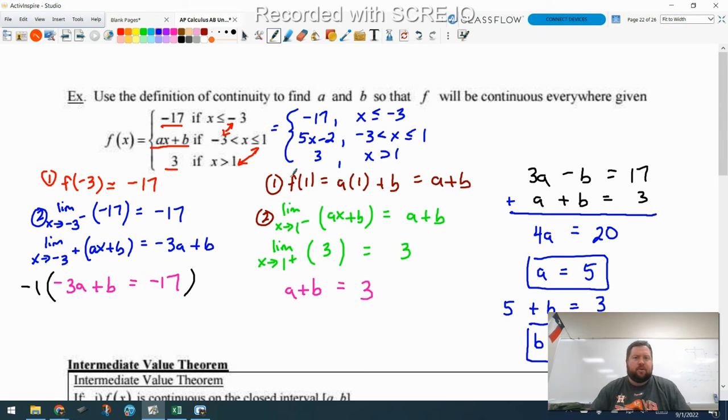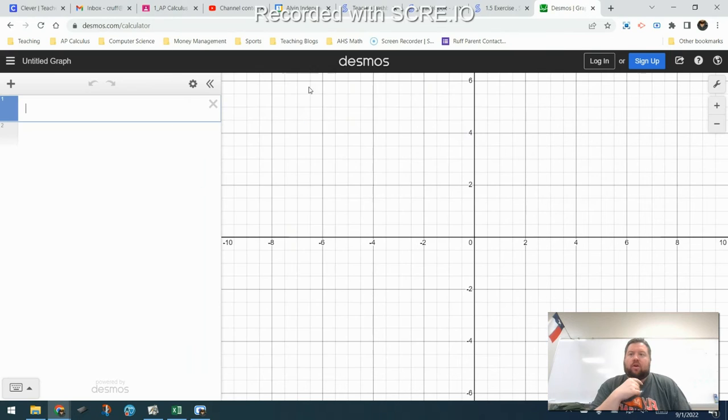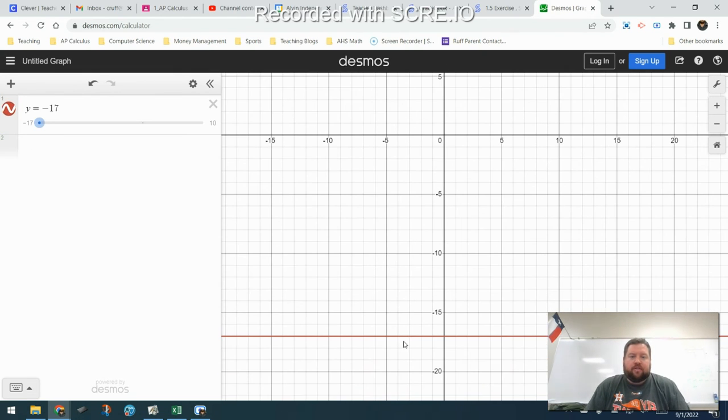All right, I'm going to pull up Desmos, and we're going to graph this. So I'm going to pause my video for a second, but I'll be back. All right, so here's a quick way to do Desmos. So y equals negative 17. All right, I need to zoom out a bit and maybe drag it. All right, there it is.